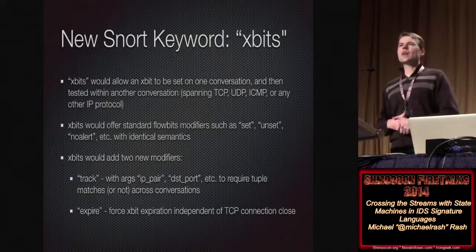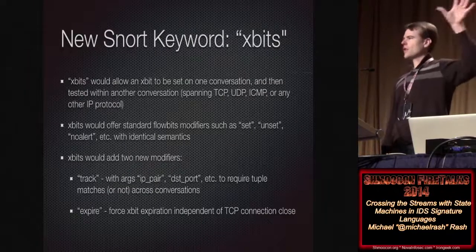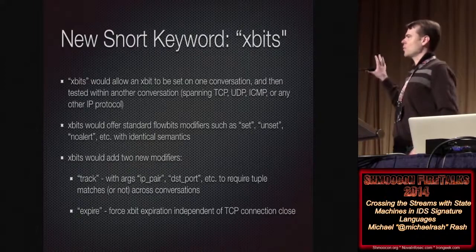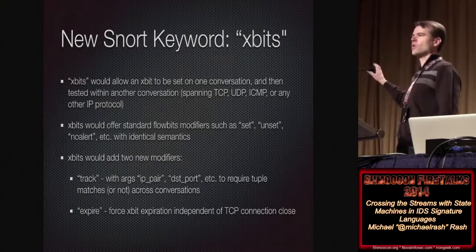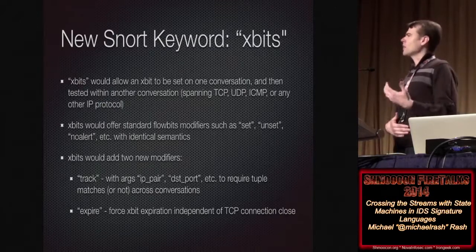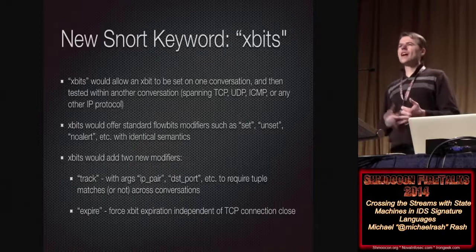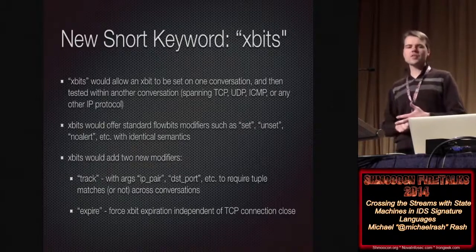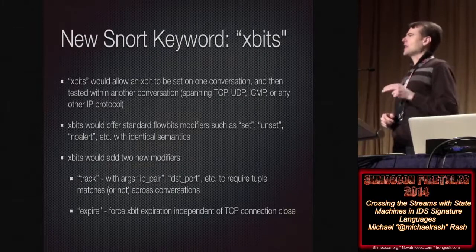So the idea fundamentally is to be able to set an xbit on one TCP or transport layer conversation and test it within a totally separate conversation, whether or not the first one has closed. The underlying semantics and modifiers of xbits would be the same as flowbits. So in particular, set, unset, noalert, etc. would all be the same. But there need to be two additional modifiers at least.